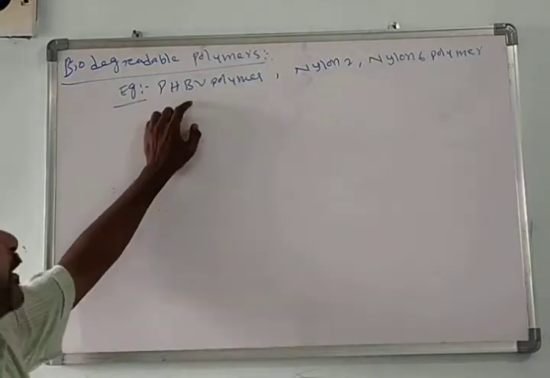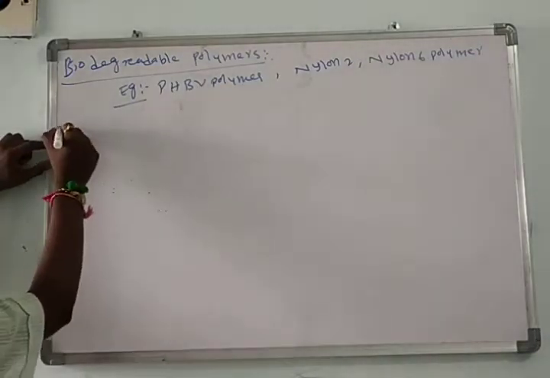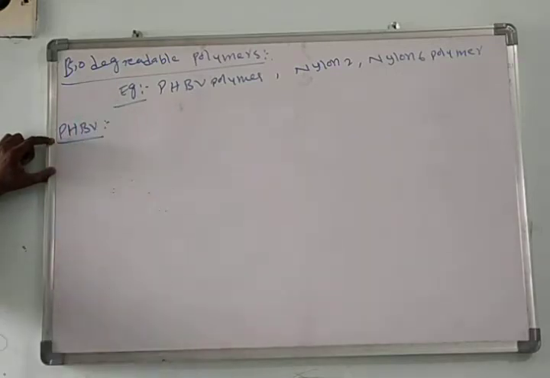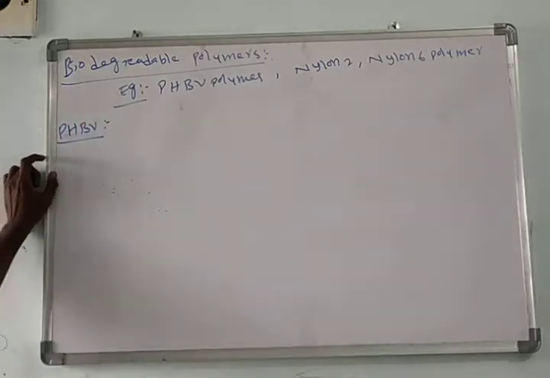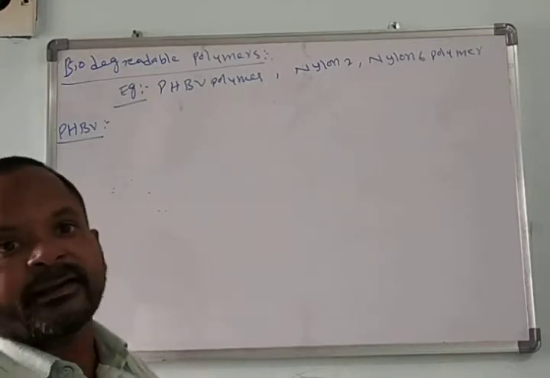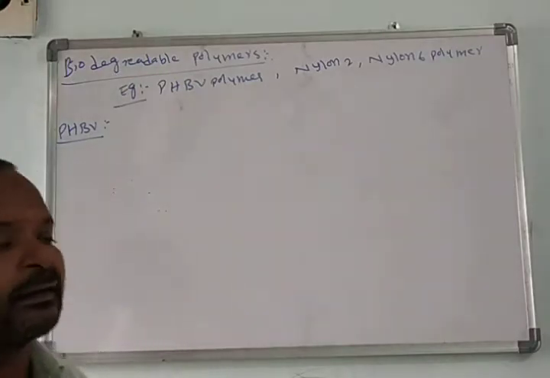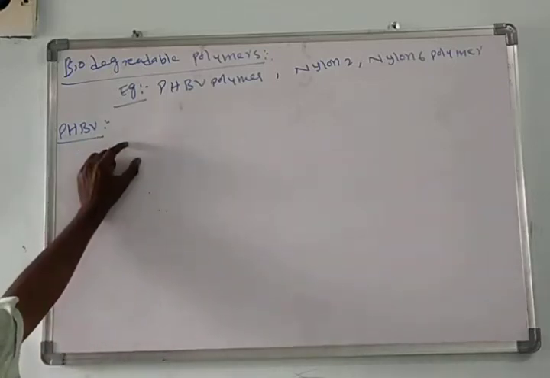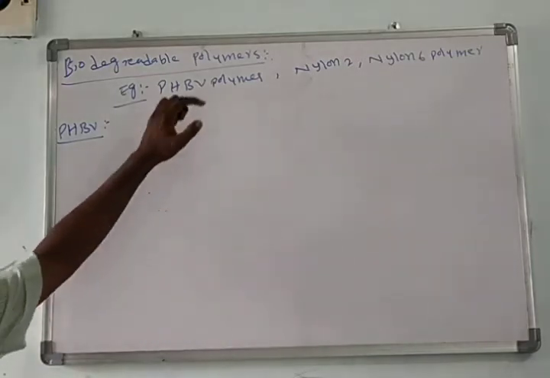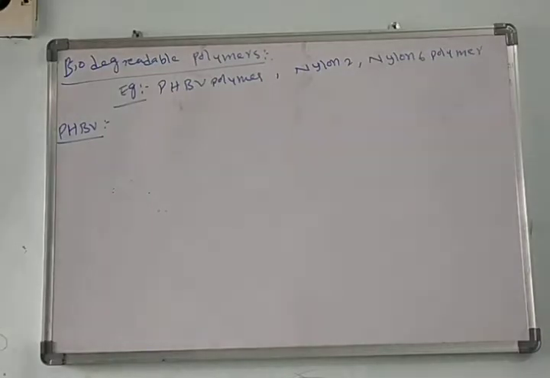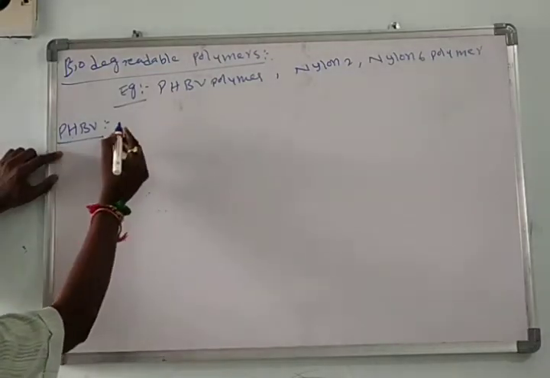Here we'll discuss the PHBV polymer. This PHBV polymer is used for the preparation of specific materials and design purposes. And this PHBV polymer involves in bacterial degradation in the environment. What is the meaning of PHBV?